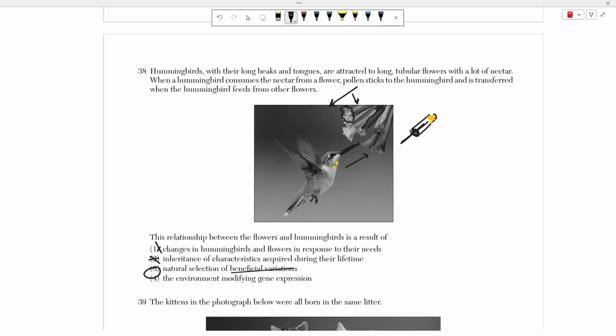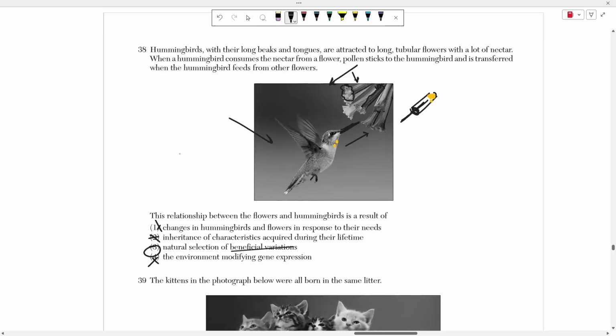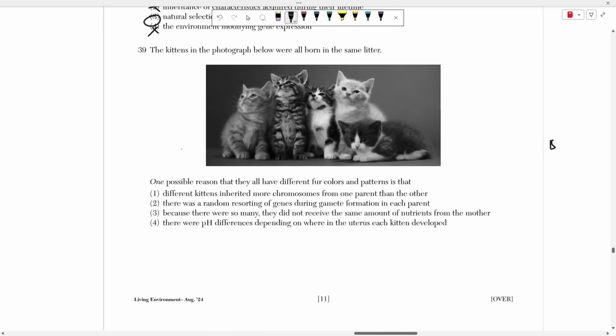I can't inherit a new colored hair. I'm born with my current color of hair, the same way that I'm born with a certain height that I'm going to grow to, right? I can't really change that. 4, the environment modifying gene expression. Again, the environment is not modifying gene expression. No one is injecting new DNA into this hummingbird. That's not true.